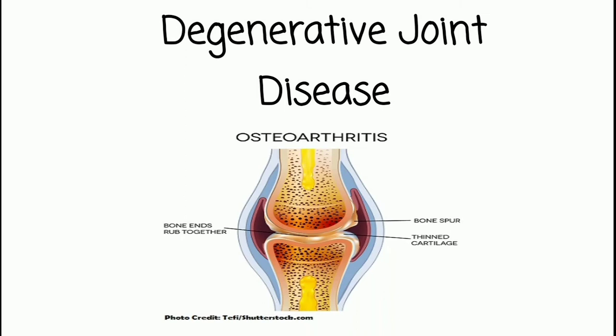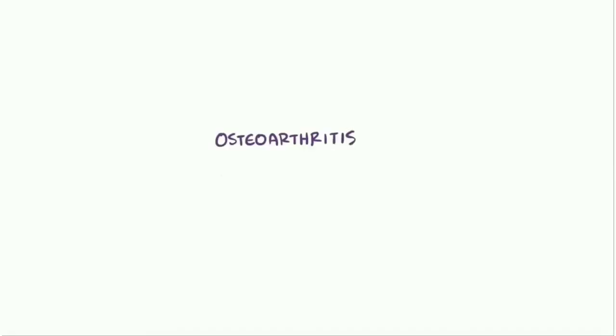Degenerative joint disease, or osteoarthritis. Osteo means bone, arth refers to arthron, which means joint, and itis means inflammation. So, osteoarthritis is a disease involving inflammation of the bone and joint cartilage.